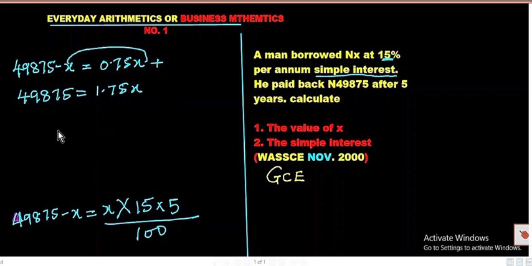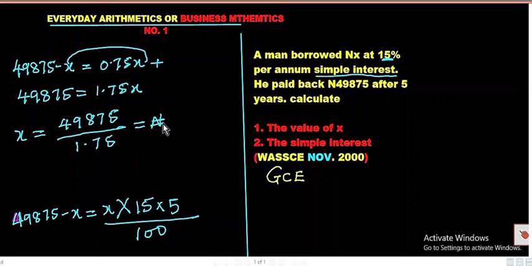Therefore, I'm going to divide both sides. So I'm going to have 49875 divided by 1.75. So the amount of money seen as the principal is given as 28,500. That is the value of X. So this value of X is 28,500.